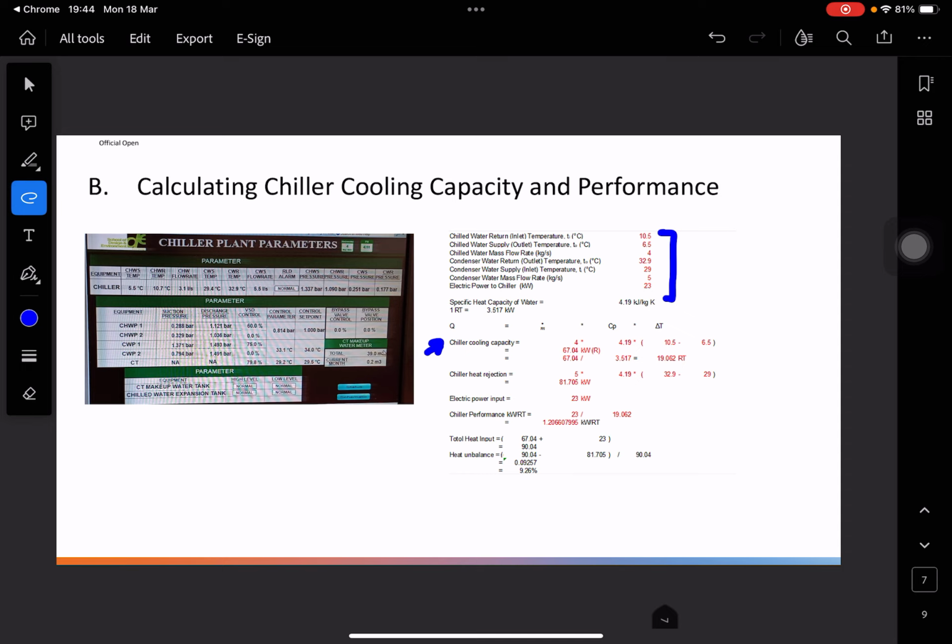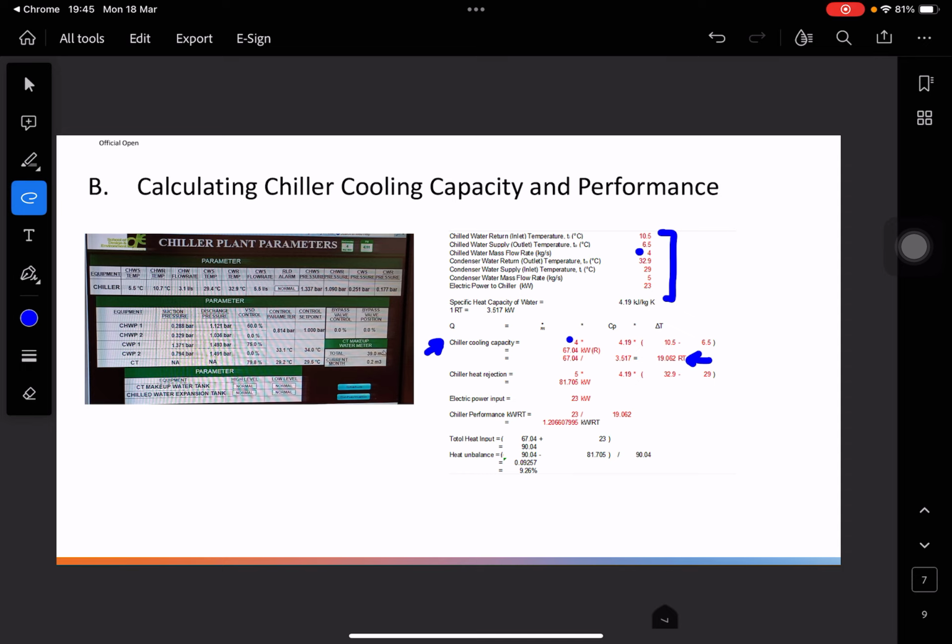Cp delta T, right? So you see this is 4 from here, and then your Cp, which is a standard, right, is 4.19 unless we change to a different media, times your delta T. In this case it is 10.5 minus 6.5, which will give you a kilowatt of refrigeration done. So you divide this 67.04 by 3.517 and it will give you certain RT, in this case about 19 RT, right?